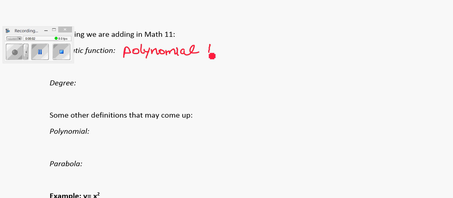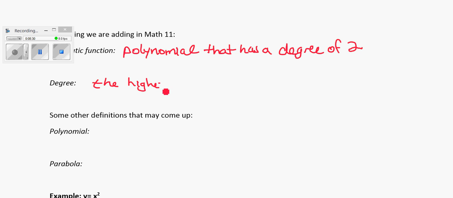that has a degree of 2. And so I really encourage you to print out these notes and to fill in the blanks as we go, as it's just going to help you pay more attention and is really going to help you to do a better job of the assignment later. And so degree is the highest exponent in the polynomial.